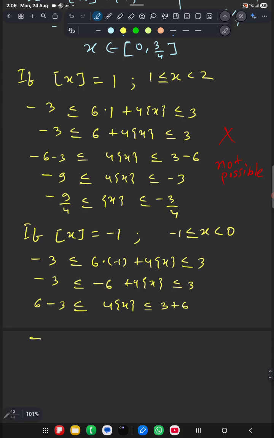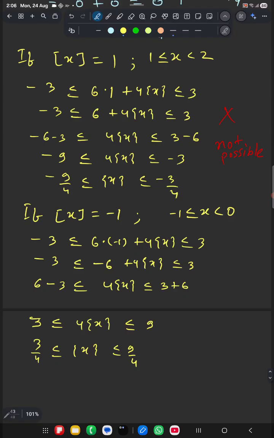Then you will get 3 ≤ 4{x} ≤ 9. If you further solve, you will get 3/4 ≤ {x} ≤ 9/4. So here, what is the restriction?